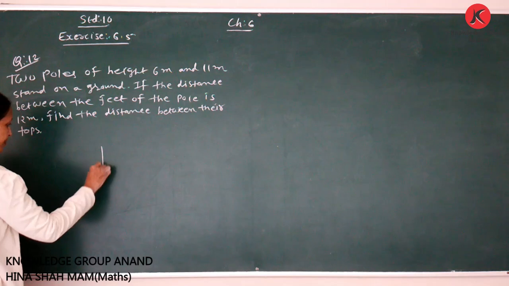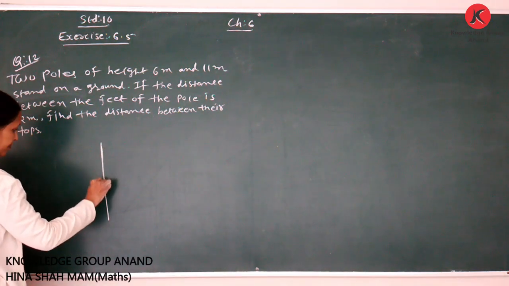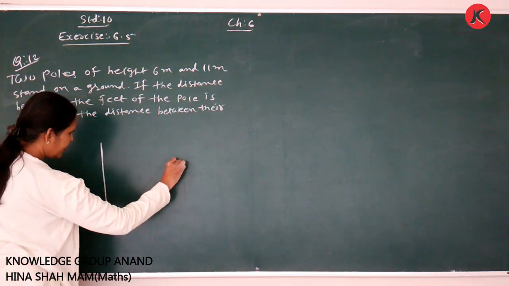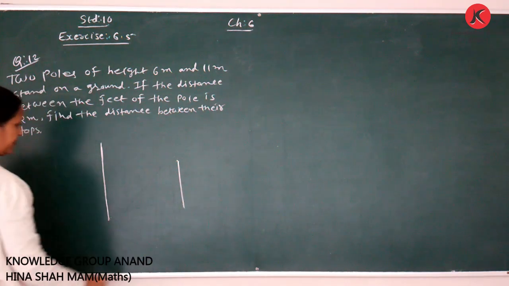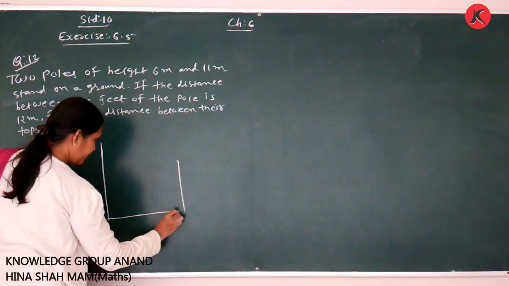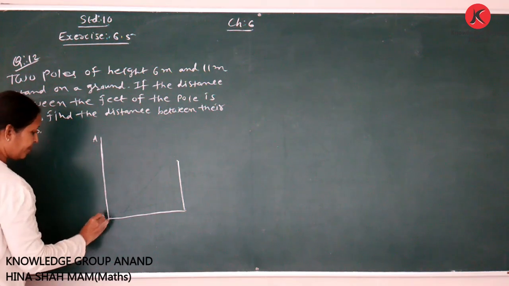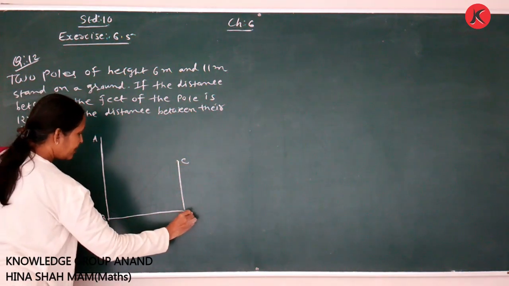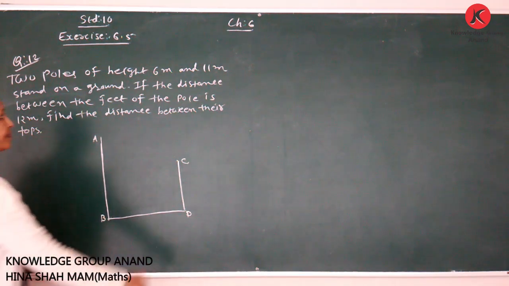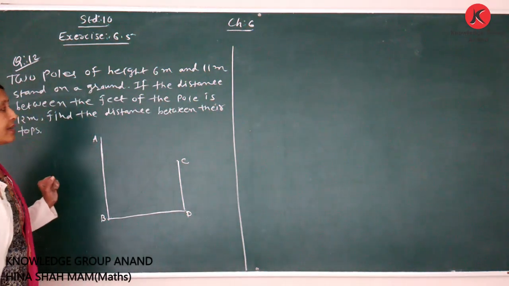Here two poles, of height 11 meter and 6 meter, stand on the ground. Two poles AB and CD. BD is the ground.